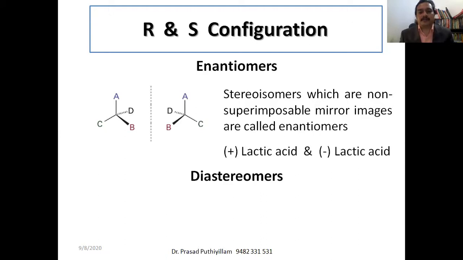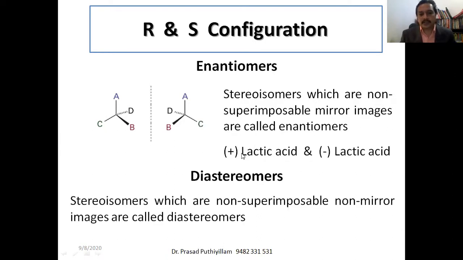Whereas diastereomers, for example, a stereoisomer pair which are enantiomers are plus lactic acid and minus lactic acid. Diastereomers are stereoisomers which are not superimposable and are non-mirror images. In enantiomers, they are mirror images, whereas diastereomers will not be mirror images either. So it will be different. At the end of this class, I'll show you what that means. So diastereomers are non-superimposable, non-mirror-image stereoisomers.